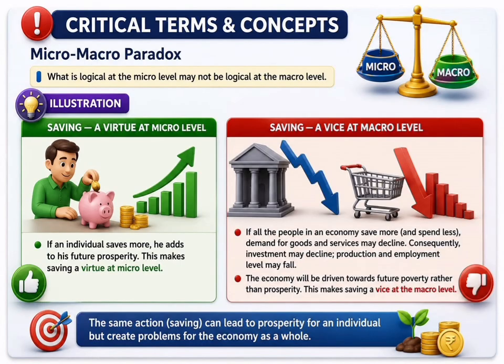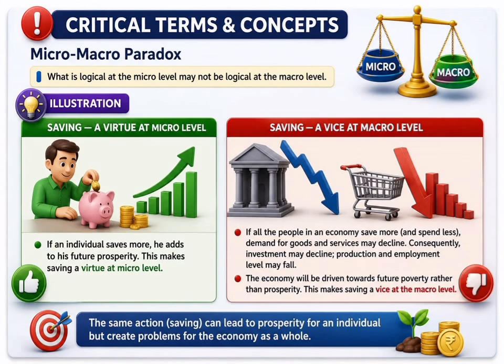Next, savings at the macro level. Now let's think about the whole country. Suppose every person in India decides, from today I will stop spending money and only save. What will happen? People will stop buying clothes. They will stop going to restaurants. They will stop buying mobiles and other products. As a result, shops will have fewer customers, factories will receive fewer orders, production will decrease.